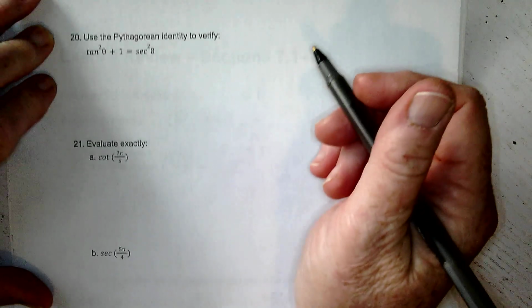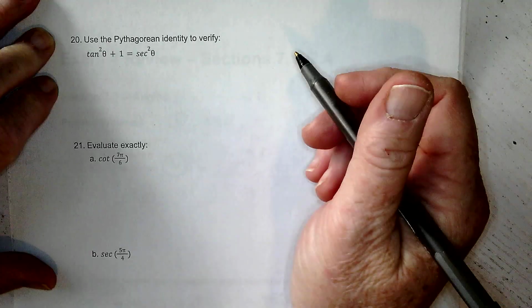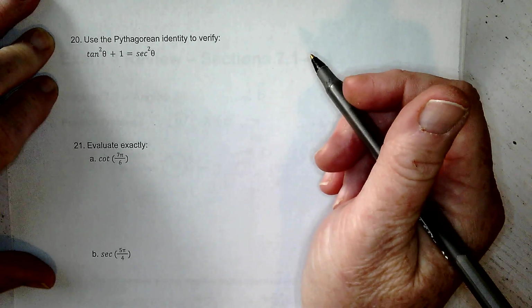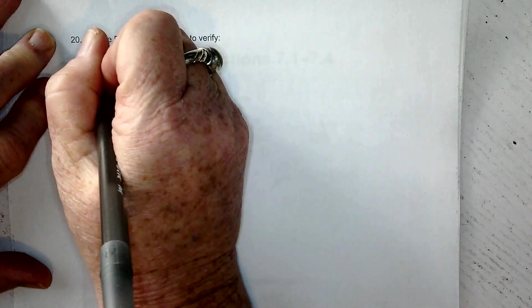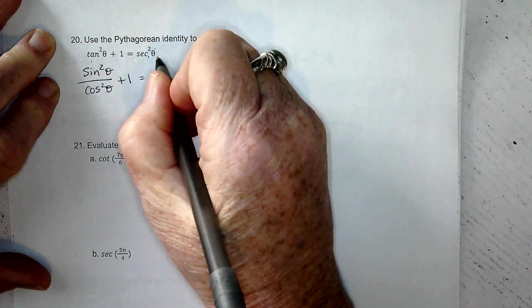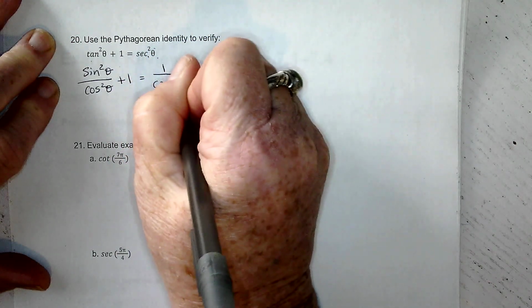The next one, we're going to use the Pythagorean identity. It says use the Pythagorean identity to verify that tangent squared theta plus 1 is equal to secant squared theta. Well, I haven't prepared this, so let me see if I can figure this out. Sine over cosine is tangent, so I'm going to say this is sine squared theta over cosine squared theta. And secant squared theta is the same thing as 1 over cosine squared theta.